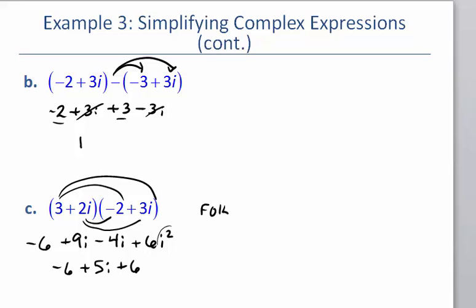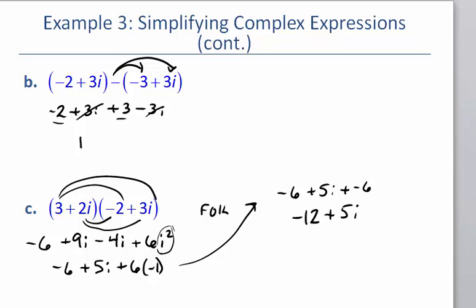Now when we come to this i squared, we want to do a quick substitution. Remember, our definition for i squared is negative 1. So let's substitute that in. So we have negative 6 plus 5i plus a negative 6. And again, combining our like terms, the negative 6 and the negative 6 make negative 12. Plus 5i.